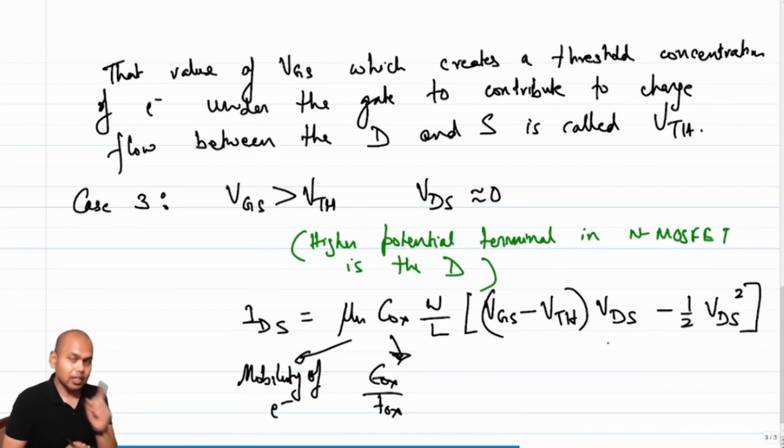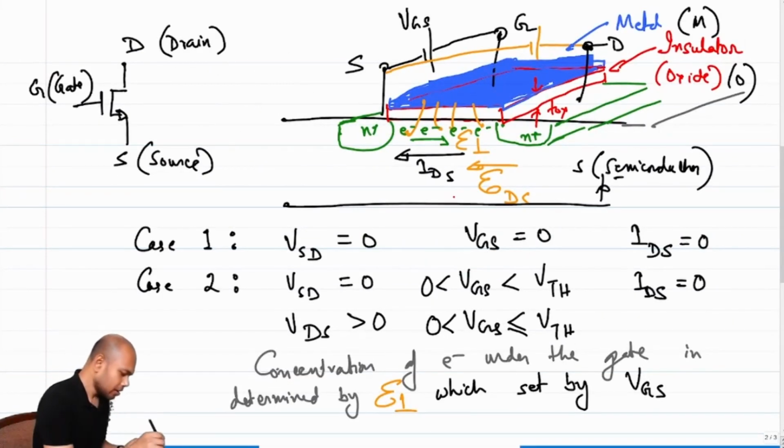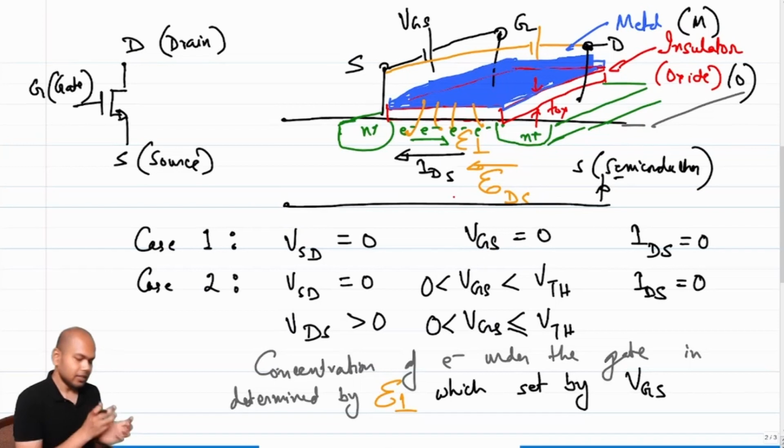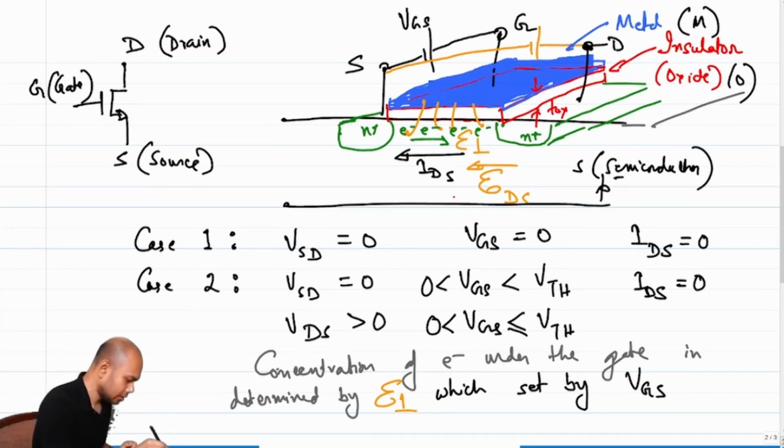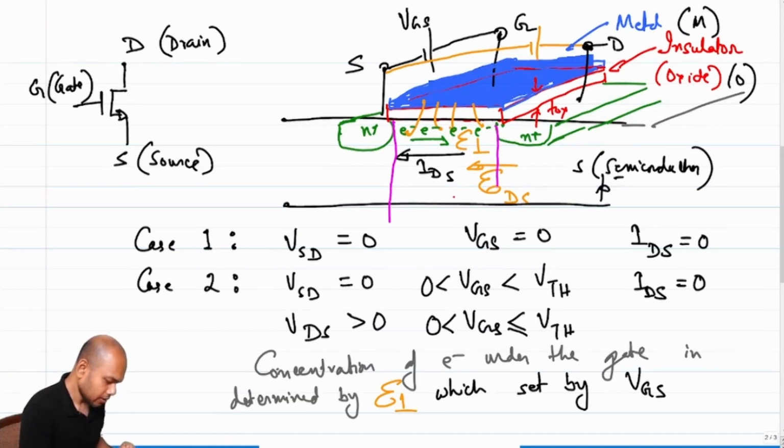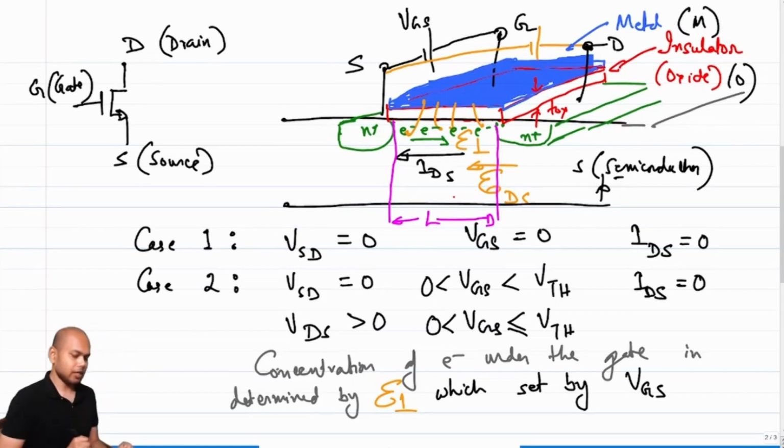However, there are certain things that we can change. What are the things that we can change? That is what we will discuss next. What is this W and what is this L? Let's see L first. What is this L? This L is nothing but the physical distance that the electron has to cover between the drain and the source, right? So this distance that the electron has to cover between the drain and the source is called the L, right?